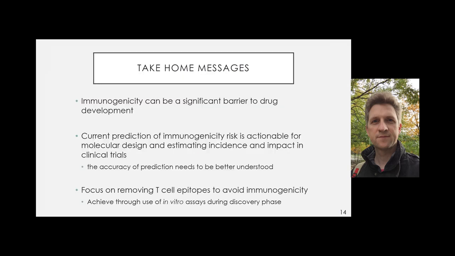So, take-home messages: immunogenicity is a significant barrier to drug development, but the current predictions are actionable. We can do that both in the molecular design stage and then in impacting or looking at the impact in clinical trials. The simple thing, I guess, like we just heard, is to remove the T cell epitopes to avoid immunogenicity, which is a really good starting place, because we have lots of great tools to do that. And I think I'm going to hear more from Jeremy on that very shortly.